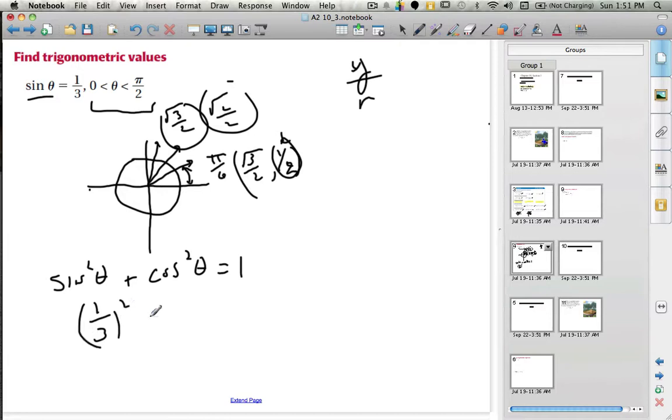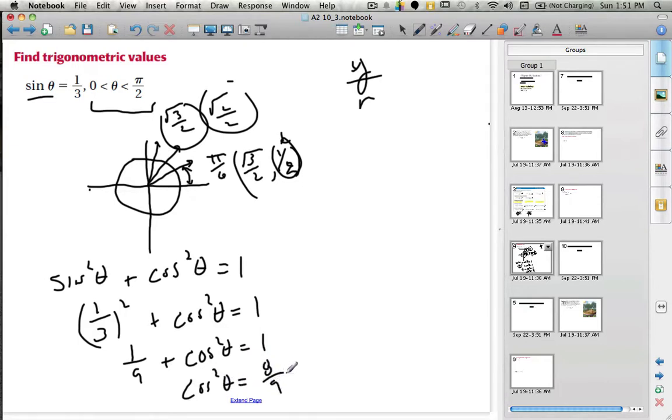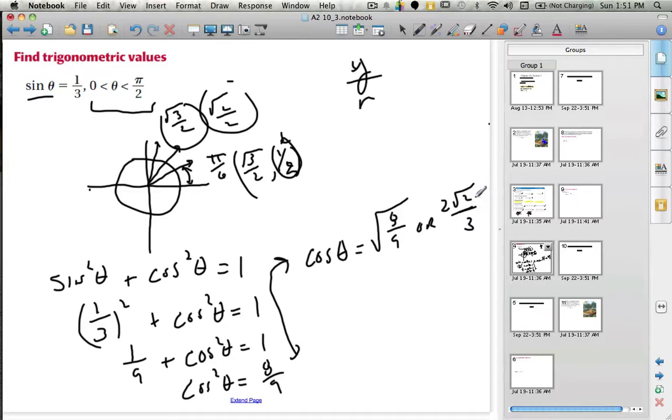I know that 1/3 squared plus cosine squared theta is equal to 1. 1/3 squared is 1/9 plus cosine squared theta is equal to 1. So that means that cosine squared theta is equal to 8/9, and that means that cosine of theta is equal to the square root of 8/9, or 2 root 2 over 3. Okay, so now I've got sine and I've got cosine.